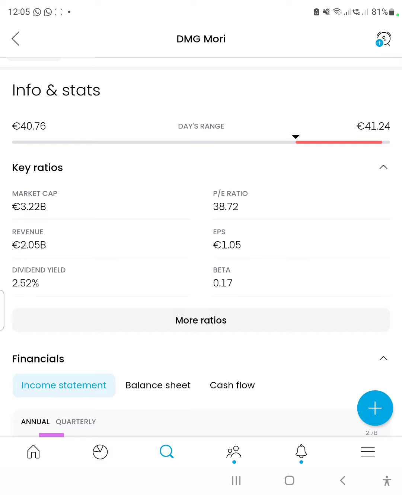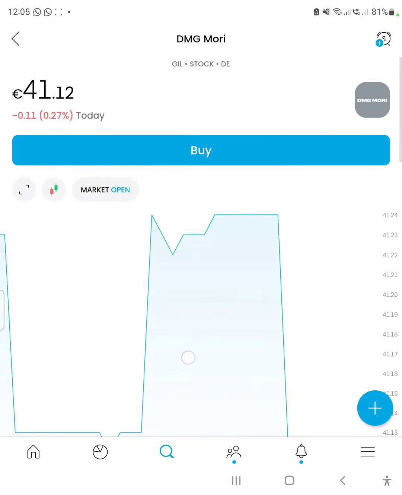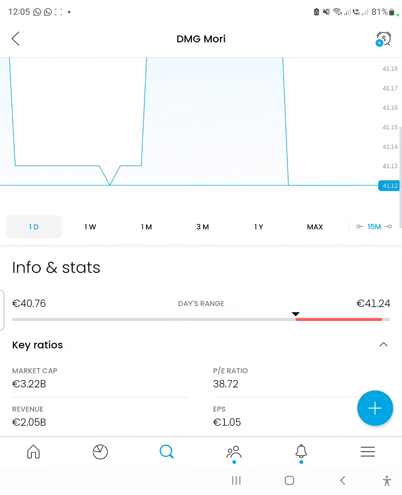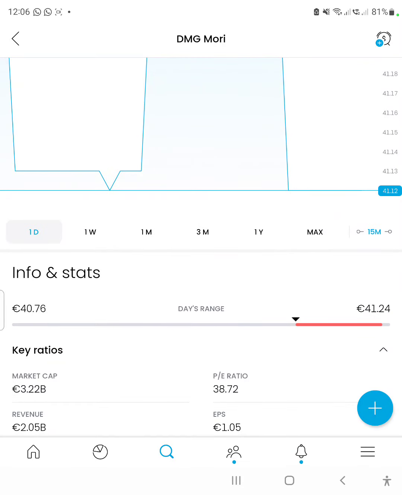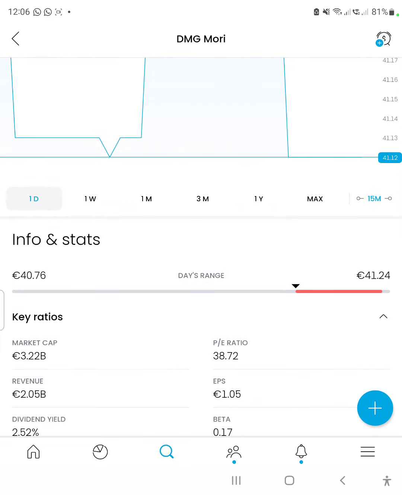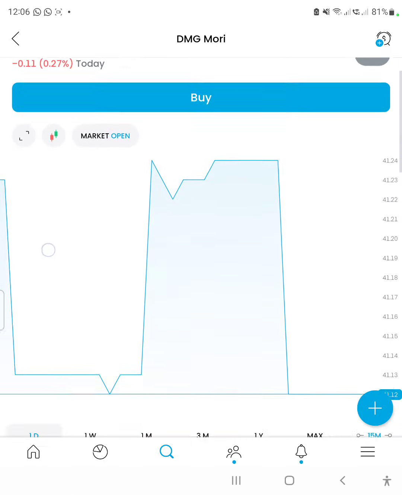So the market cap is the overall price of the company. The stock is the individual parts of the company that is sold to shareholders, that is available for the general public to purchase. The individual stock price is 41.12 euros. And the overall market cap, which is the share price of 41.12 multiplied by the amount of shares that are available for people to buy, is 3.22 billion euros. If you want to get the amount of shares that are available for purchase, you would just divide the market cap by the share price.